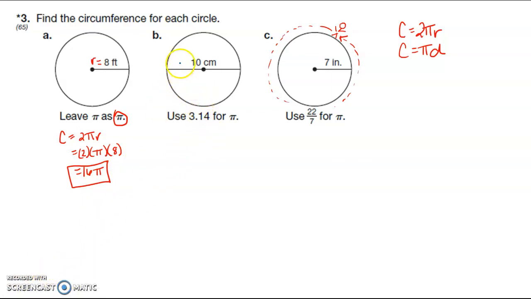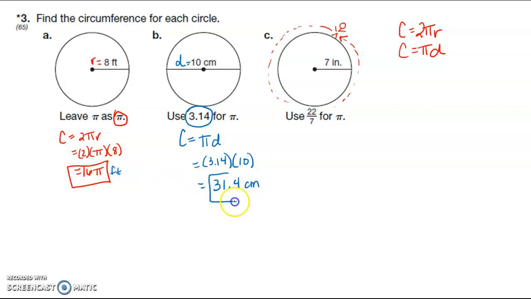Here I have a diameter, so I'm going to use circumference is equal to pi d, and I'm supposed to use 3.14 for pi. So 3.14 times the diameter of 10 is equal to 31.4 centimeters. This would be feet.